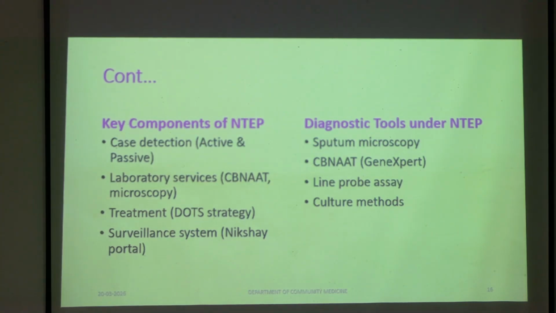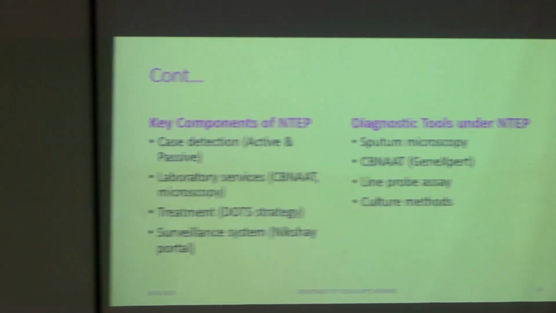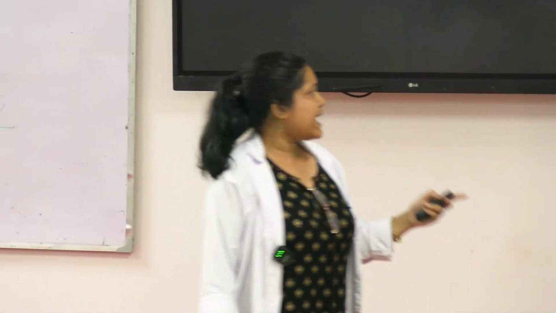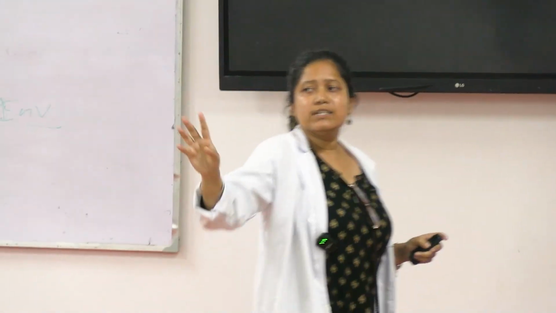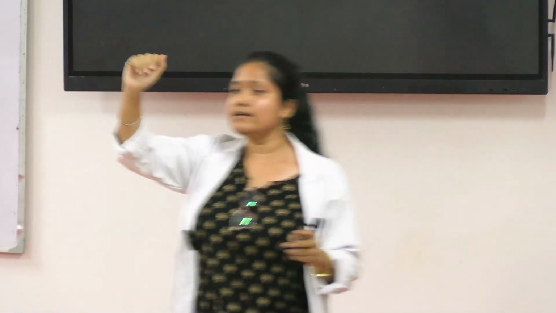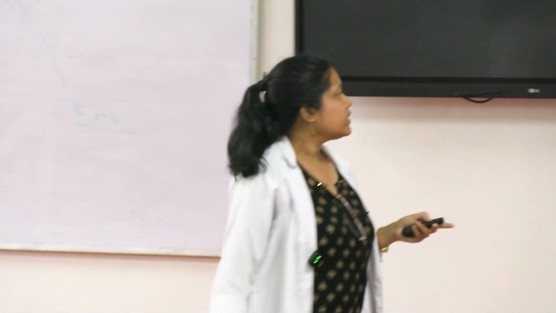So what are the key components of TB control? Case detection. How will you do the case detection? It is of two types: I come to you or you come to the society. Like if I am in a village, and you are coming to me, that is passive case finding, and active case finding is when I am going, actively doing it. Passive means the patient is coming to me. For example, in a hospital, a patient is coming with fever, cough, hemoptysis. Third, laboratory services: CBNAAT, sputum smear microscopy.